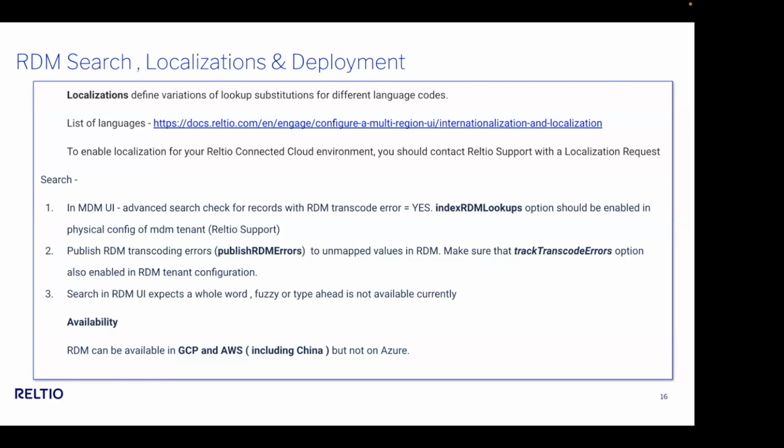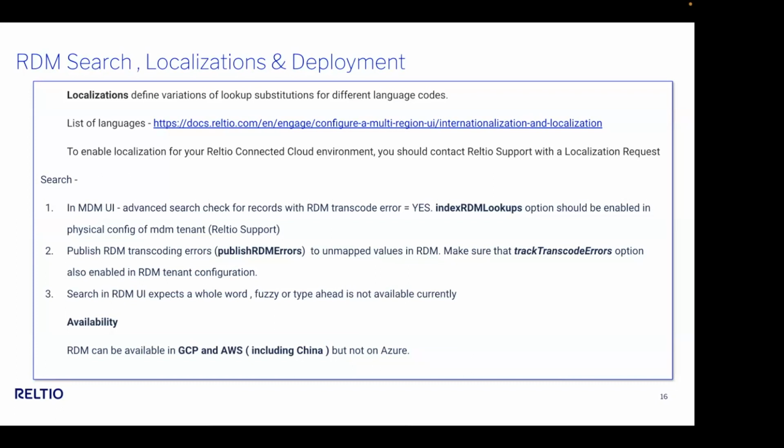There are a lot of parameters in RDM which are in the physical configuration of the tenant, and those are not readily accessible by partners or customers, and you need Reltio support tickets every time you want to change them. So we have a bigger initiative of improving the self-service capabilities. We have initiatives to improve performance and stability, to harden the platform, and we are trying to make as many things self-service as we can, right?